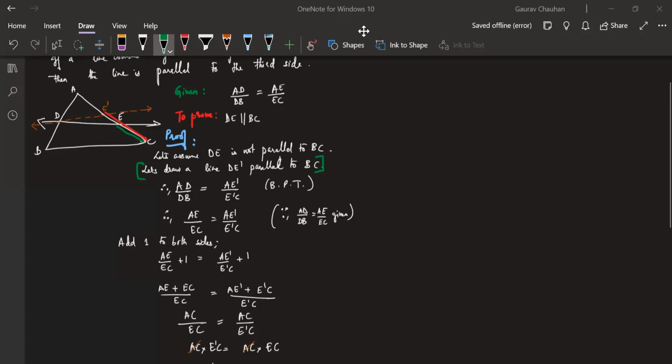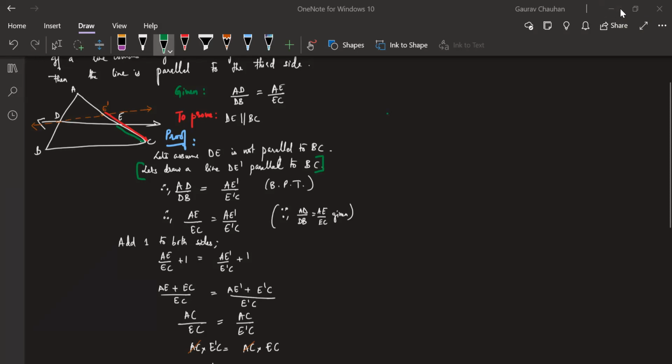G, go ahead. Sir, when the BC line is parallel to D. It's a random thing you're saying. No. Anyone else? When can this happen? I want the exact thing. When can this happen? When will E dash C be equal to EC? Exactly what do you think? Yes, Manisha. Sir, when they overlap, sir. Which thing will overlap with which thing? E dash and E.